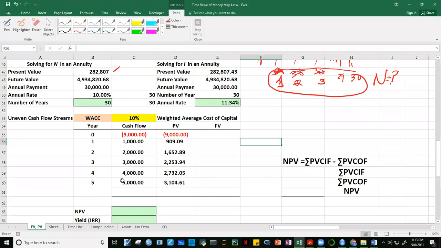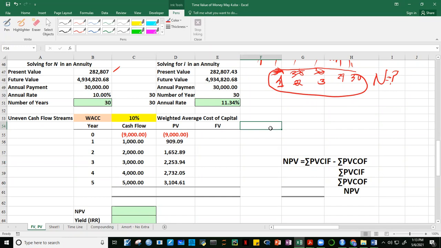The question was, this is similar to the question I asked before. Are you willing to accept an investment where you pay 9,000 now and you get this stream of cash flows, 1,000 after 1 year, 2,000, 3,000, and by the end of the 5th year, meron kang 5,000? If you were asked that question, how will you answer?